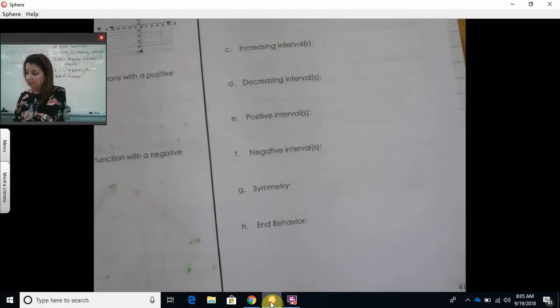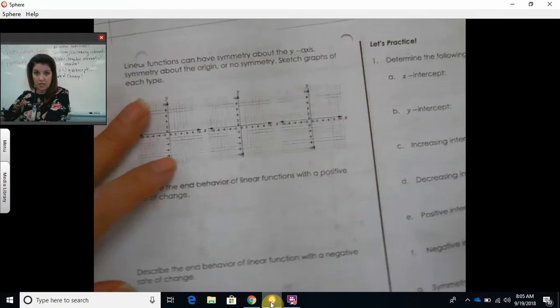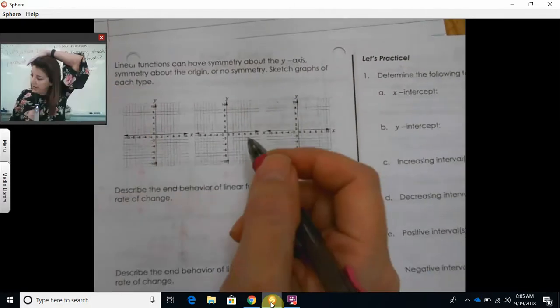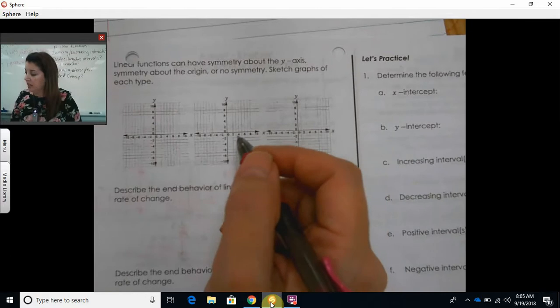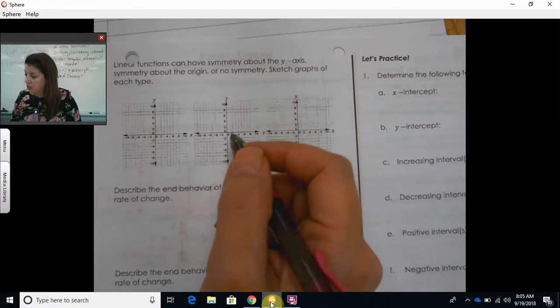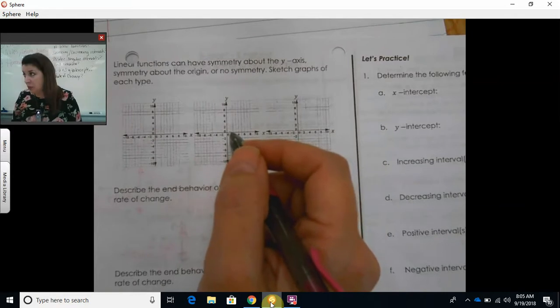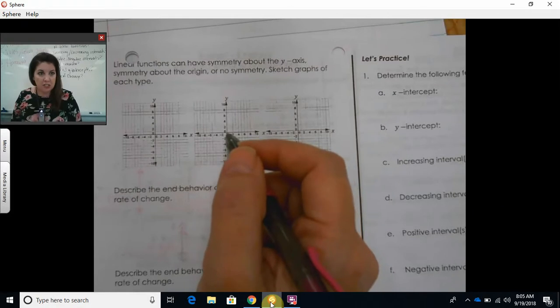Which will be the back side. Linear functions can have symmetry about the y-axis, symmetry about the origin, or no symmetry. Sketch graphs of each type. We learned about this in section 1. We did not have it on the test. Remember, we did an algebranation video that describes symmetry and odd functions and even functions and all that stuff.